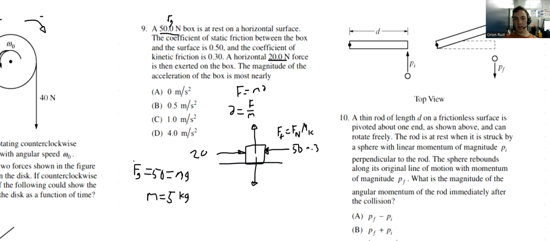Now all we need to do is find the acceleration of the box. So finding the sum of all the forces, we get acceleration is equal to 20 minus 50 times 0.3, all over the mass, which is about 5 kilograms. So if we punch that into our handy dandy calculator, 50 times 0.3 is 15. So 20 minus 15 is 5, divided by 5 is 1. So our acceleration is 1 meter per second per second.